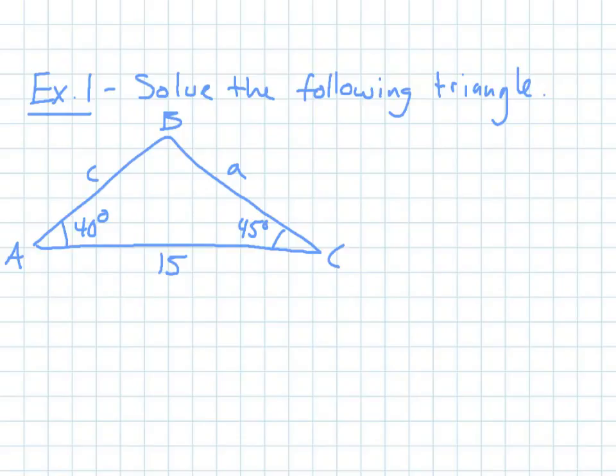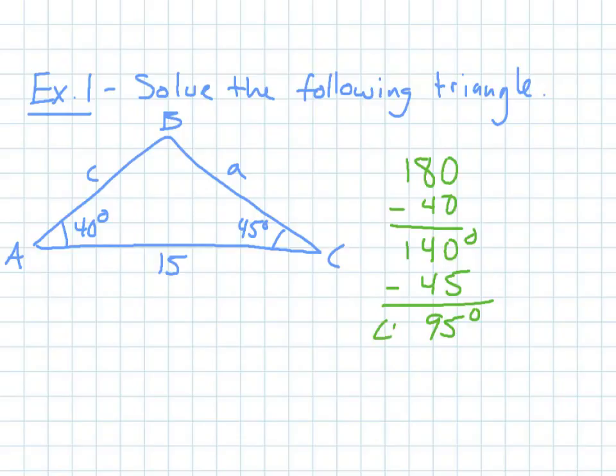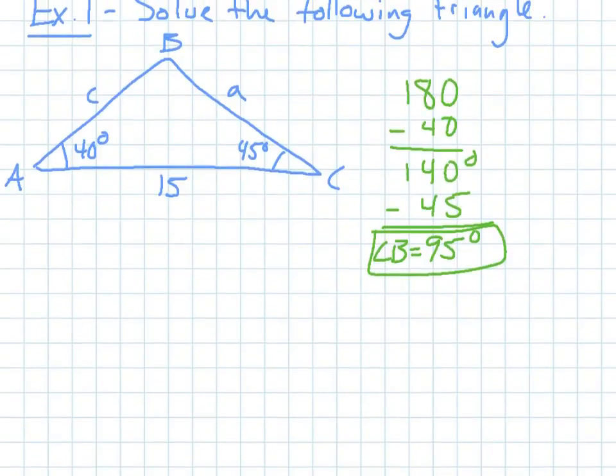Okay, so example 1 says solve the following triangle. I have angle A is 40 degrees, angle C is 45, and side B is 15. Now some of these you can find without the law of sines. So like angle B, you could find by taking 180 minus 40, gives you 140, and then subtract 45 from that, gives you 95. Okay, so then that would be angle B. So then you have your first angle. We didn't need the law of sines because it was just something that we know how to do.